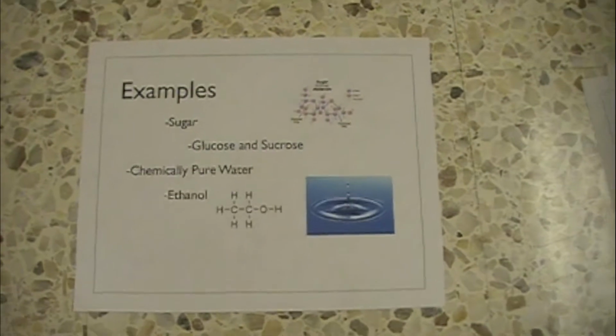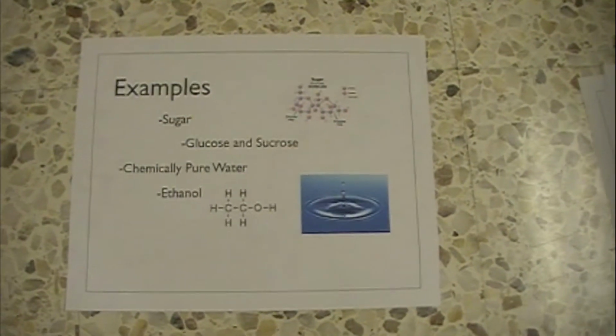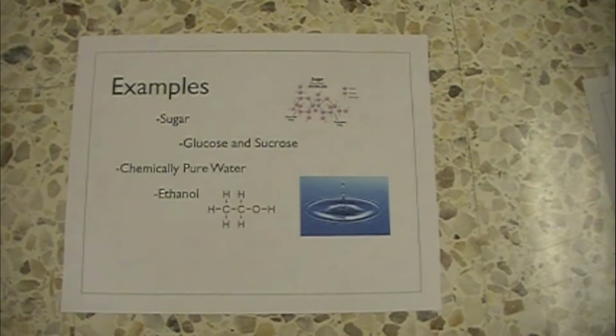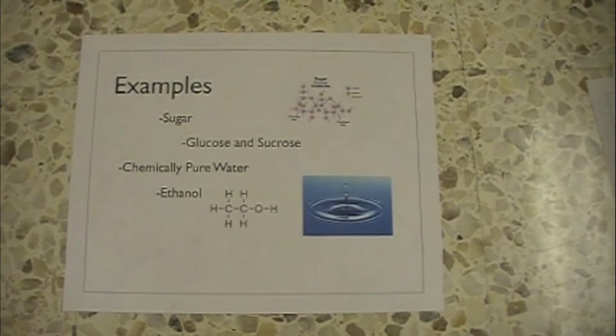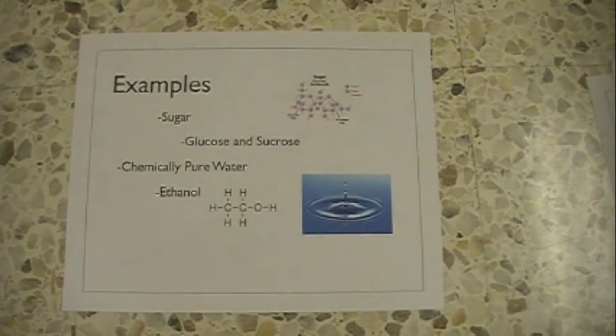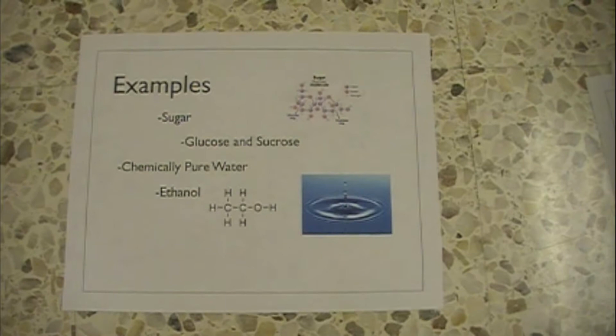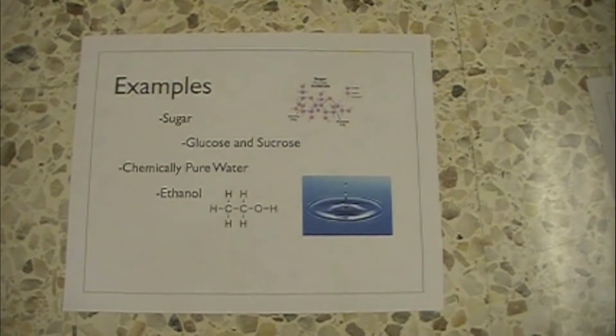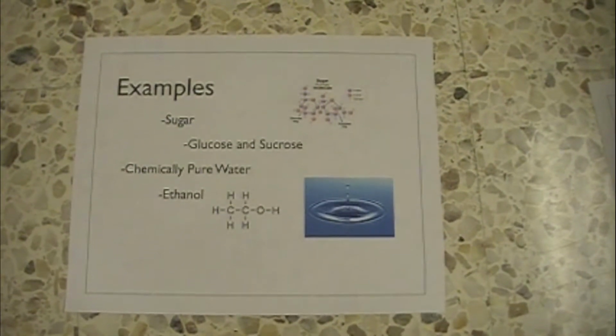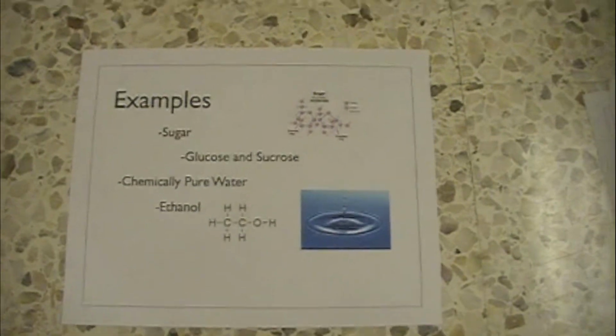Some examples are sugar, glucose, and sucrose. And chemically pure water is another example. And ethanol is the last example. These are all examples of non-electrolytes. They don't produce any electricity, but they're non-electrolytes.